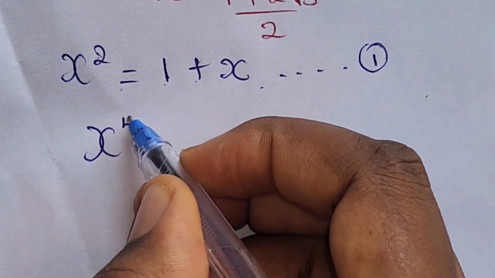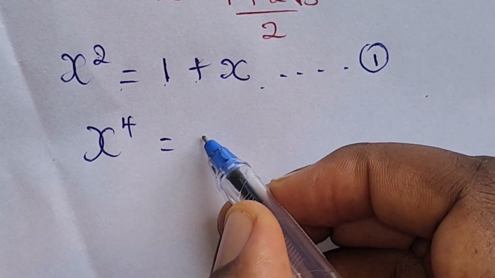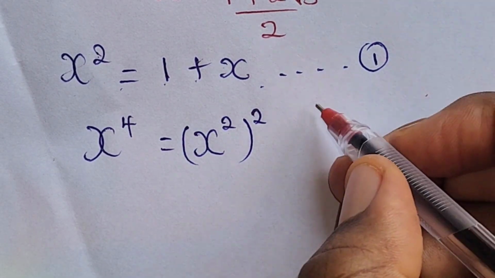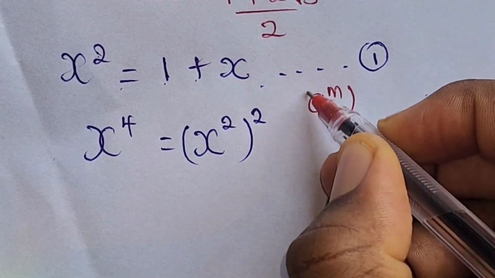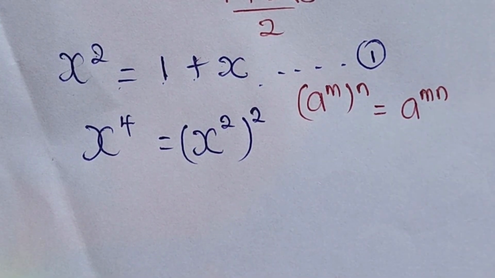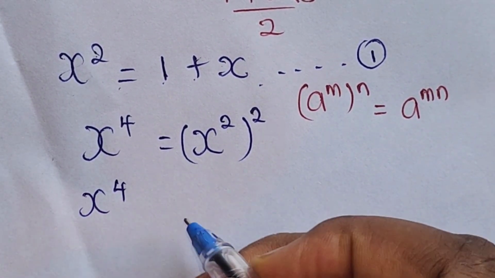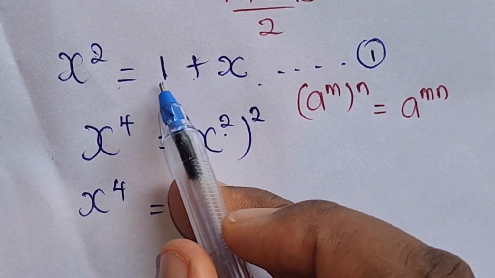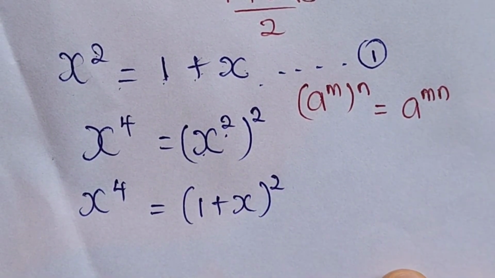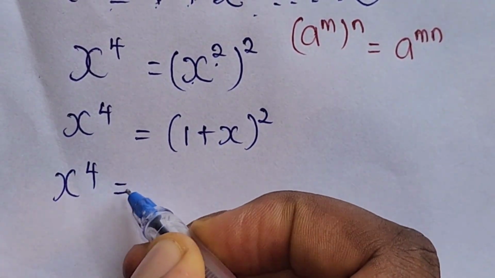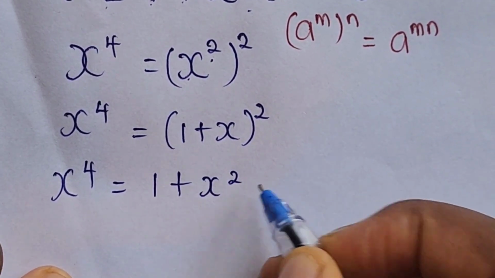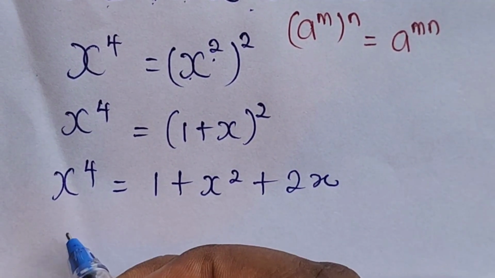Let's get the value of x to the power of 4. x to the power of 4 is the same as x squared all to the power of 2. We know when we have a to the power of m further raised to the power of n, this is equal to a to the power of m times n. So x to the power of 4 is equal to (1 + x) all to the power of 2, and when we open out this bracket, we have 1 plus x squared plus 2x.